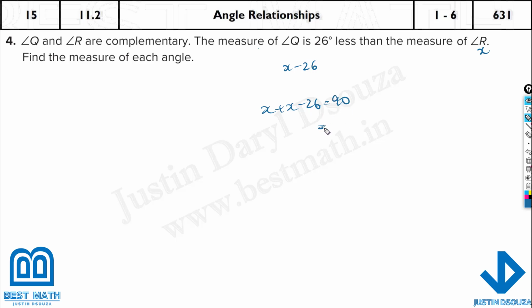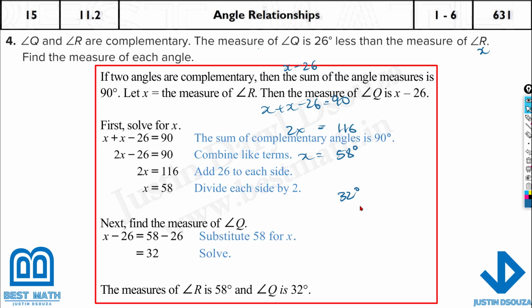This goes to the other side, adds up, it will be 116. And 2x, x will be equal to 58. So it's 58 degrees. Now the remaining is 32. So this is the thing. Which is the lesser one? Q is the lesser one, so Q will be 32 degrees, whereas R is going to be the greater one, 58 degrees.